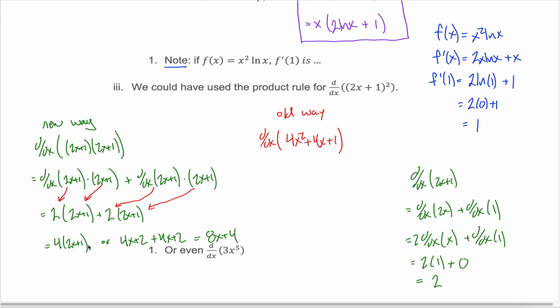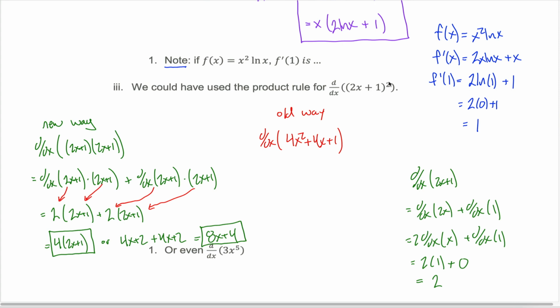Note that this 8x plus 4 is the same as the 8x plus 4 you'd get if you distributed the 4 over here. The word simplify is kind of subjective. I don't know which one is more simplified, but I think this and this are two beautiful looking answers. It's worth pointing out it's the same answer that you got using the old methods, and you could argue that it's harder than using the old methods, but that's only because the product here was so easy.